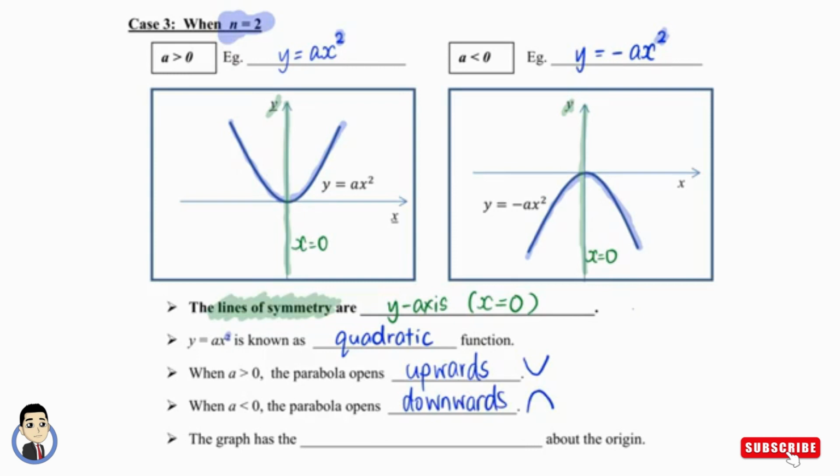Last but not least, another observation is this particular point here, where we actually turn. This is what we call the turning point. And the turning point is at the origin. With that, we have come to the end of this part, the case where n equals 2. Let's continue to explore the other cases.